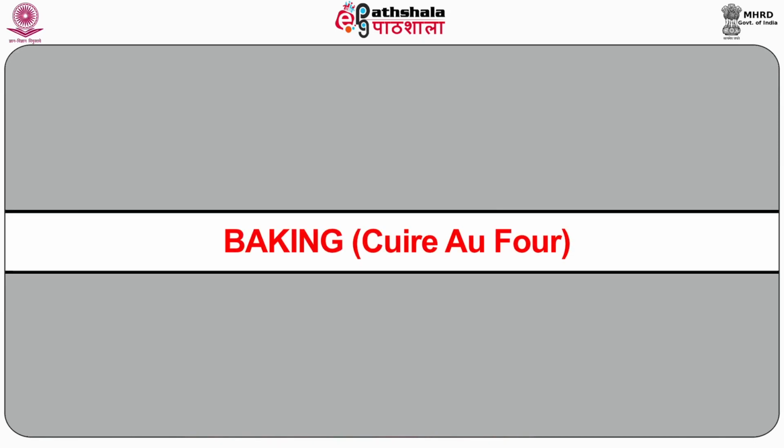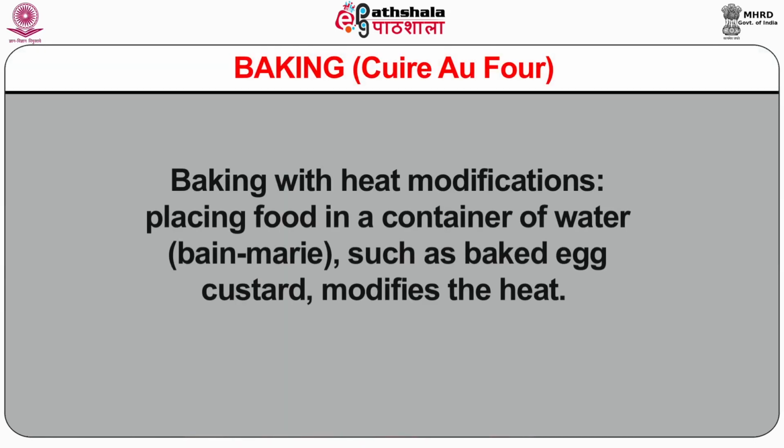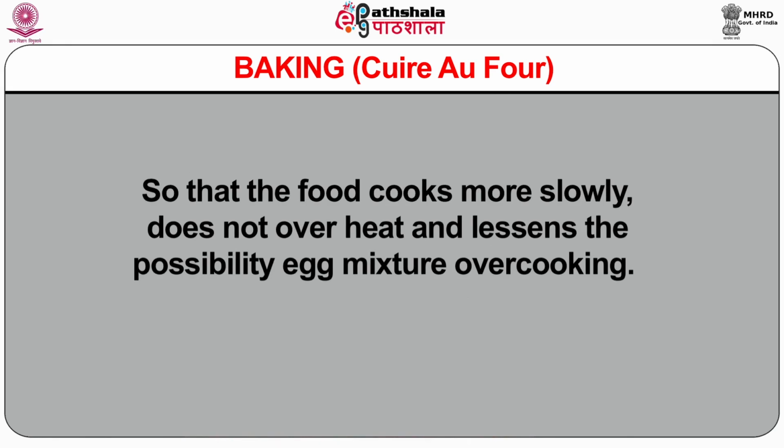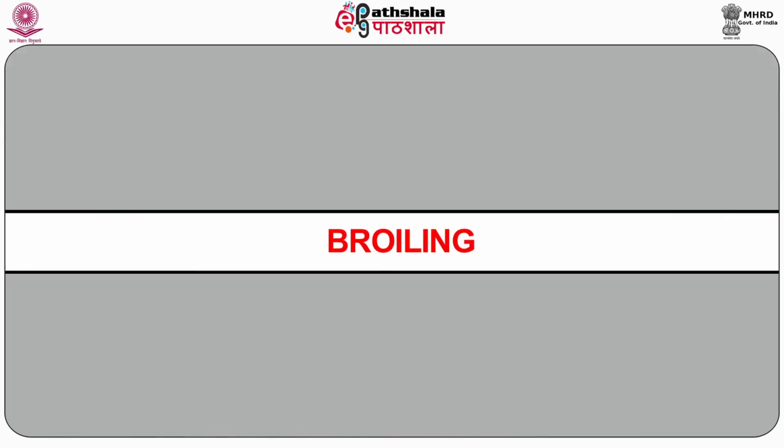Baking with heat modifications. Placing food in a container of water, a bain-marie, such as baked egg custard, modifies the heat so that the food cooks more slowly, does not overheat and lessens the possibility of the egg mixture overcooking. Broiling. To broil means to cook by radiant heat from above.